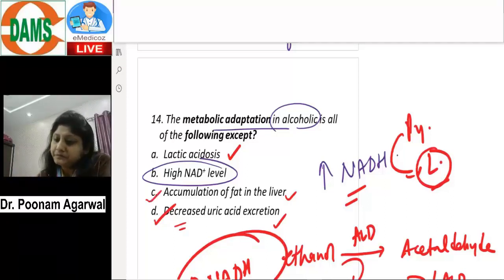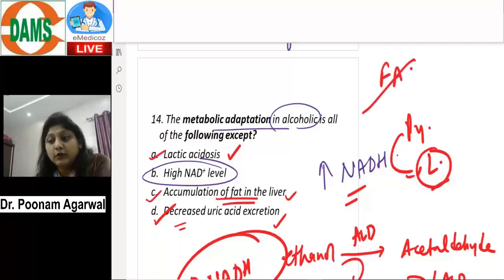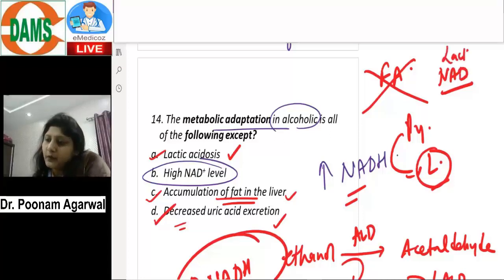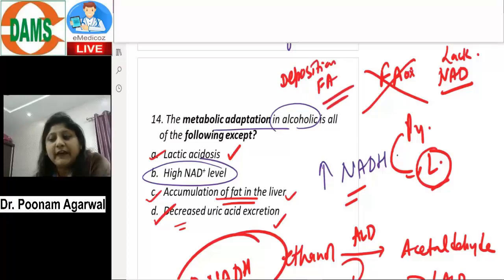And fatty acid accumulation is because of decreased turnover of fatty acid. Because fatty acid oxidation needs NAD, and when a person is taking a lot of alcohol, there is NADH, not NAD. So in lack of NAD, what happens? The fatty acid oxidation is not taking place, and deposition of fatty acid is the one which is responsible for fatty streak in the alcoholic patient.